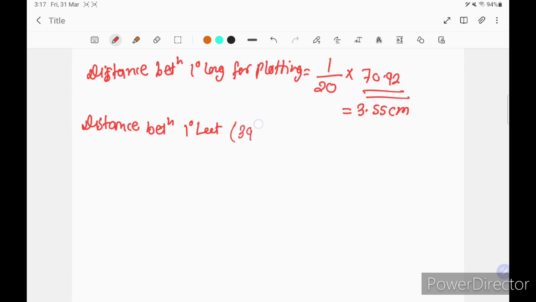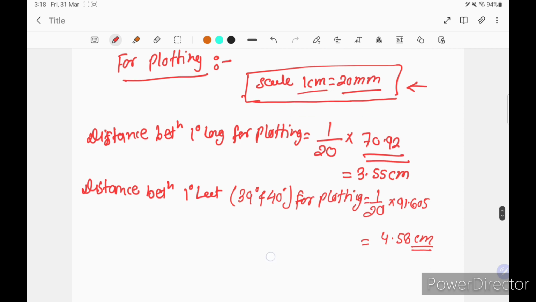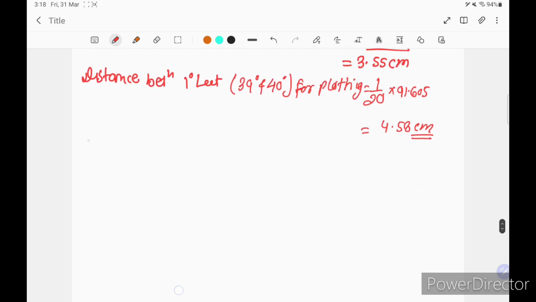Now for every difference of latitude, we have the difference value. Okay, for plotting, 1 divided by 20 into 91.605 from the tables, and we get 4.58 cm. Okay, we get this in cm because in the scale 1 cm is equal to 20 mm.